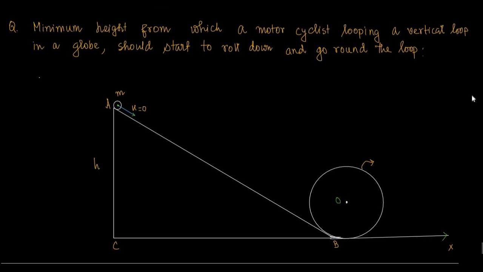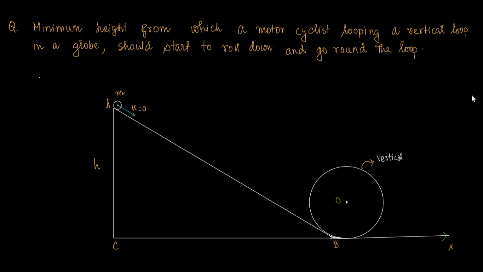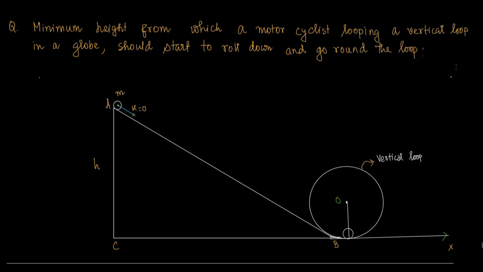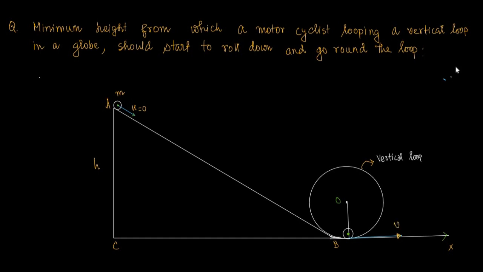This is the vertical loop, or well of death, or death well. This is a vertical loop which has the radius r, and after rolling down the inclined plane, the motorcyclist will reach point B, and at point B of the vertical loop, the motorcyclist will have the velocity v2 equal to root over 5gr, where r is the radius of the vertical loop.